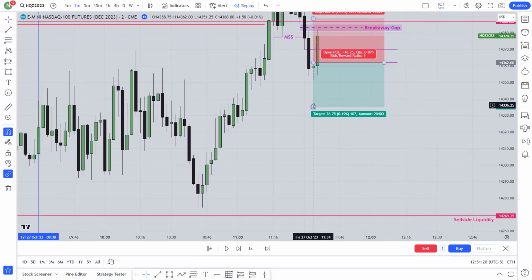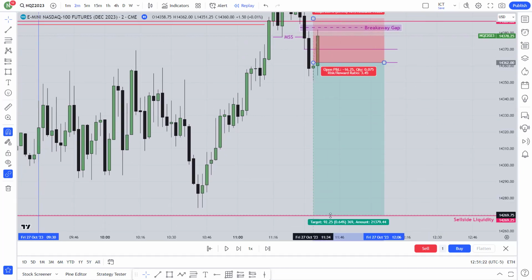Where should be your end target? This sell side liquidity, because this is the most obvious sell side liquidity. There is no other sell side liquidity over here. There is a very small sell side liquidity, but it's very near. I don't care about that one, so I will go over there. But maybe I will take some partial at the middle of the run.